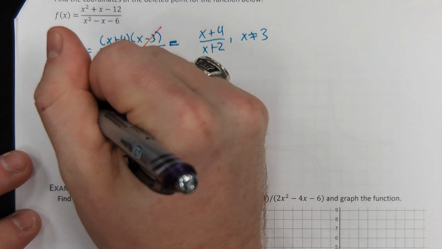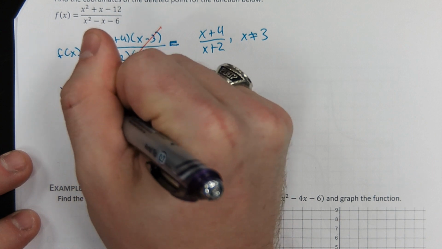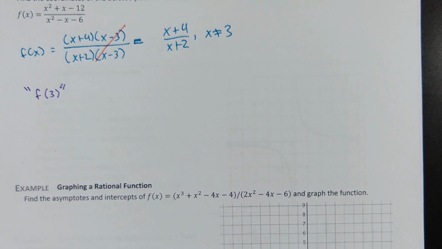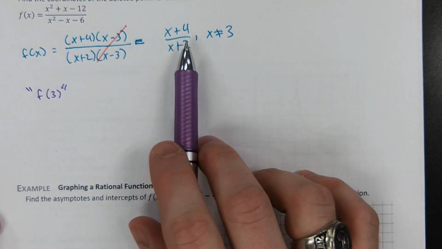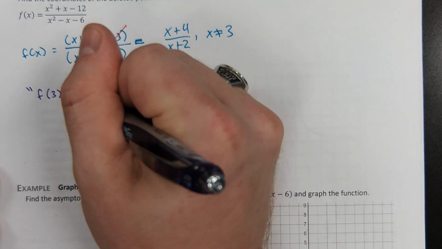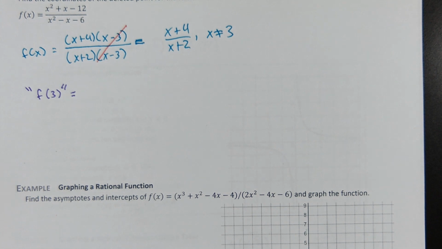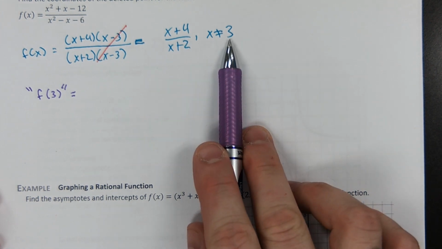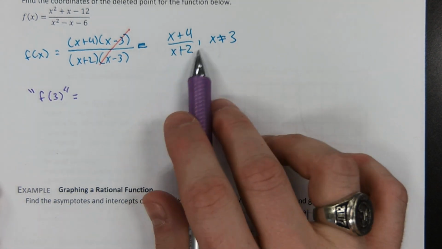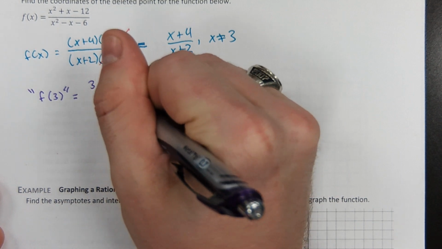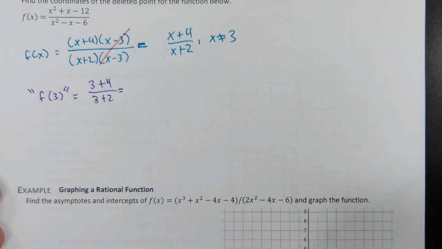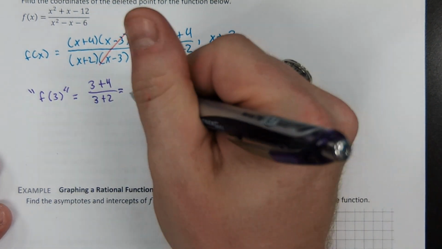So we'll do it like this. Because we're not actually allowed to find f of 3. But what we'll do is we'll plug 3 into this simplified version of f of x. And whatever y value we get, that is the y value at this deleted point, at this removable discontinuity. It's a hole in the graph. So we're going to drop 3 in right here. It gives me 3 plus 4 over 3 plus 2. That's 7 over 5.